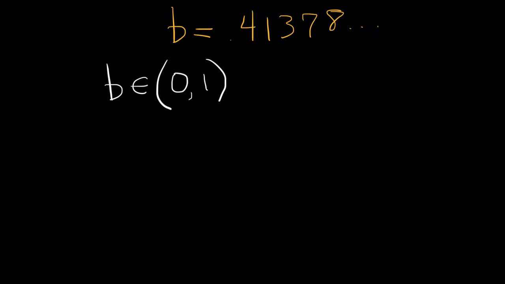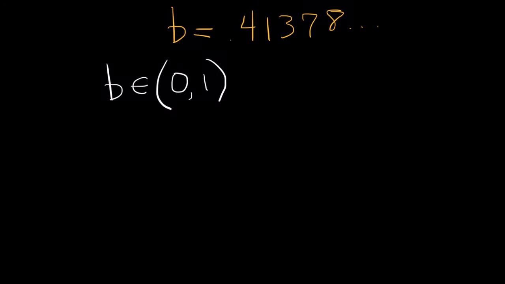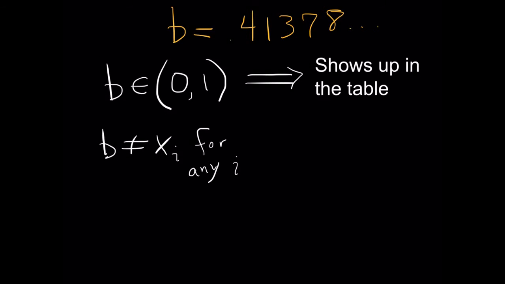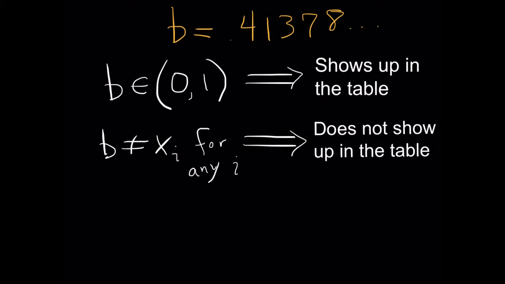So we have b, a real number between 0 and 1, which means it must be in the right column of our one-to-one correspondence. But we also know that b is not in the right column of our one-to-one correspondence, because b is different than x sub i for every single i, because b and x sub i are different in the ith decimal place. So if they have one decimal place that's different, we know that those are different numbers. So b is in the right side of the one-to-one correspondence, but b also is definitely not in the right side of that one-to-one correspondence.